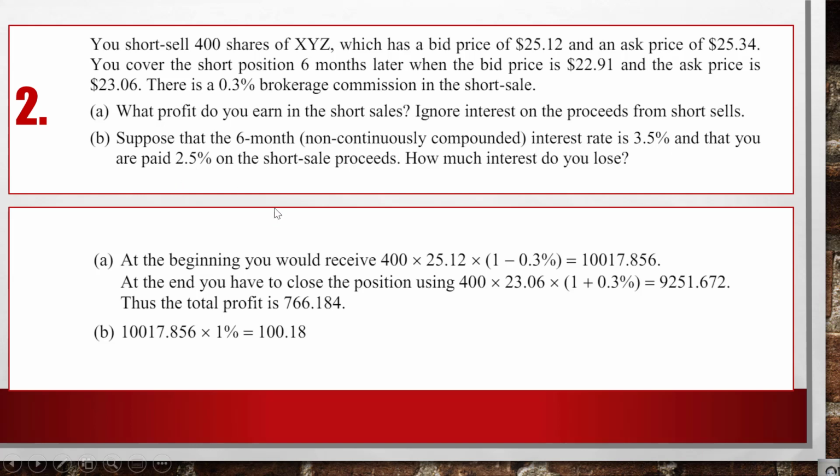And there, at the beginning, you receive 10,017.856. So when you times 1%, you get 100.18. 100.18 is the interest that you lose.